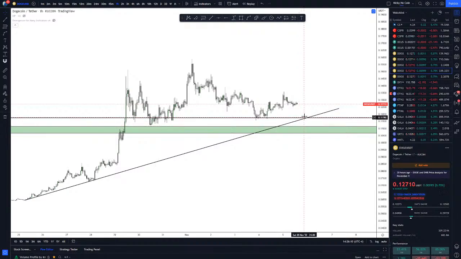Come retest this one more time for me, please. I want to enter more if we can get a retest right here. All right, I'll be right back.